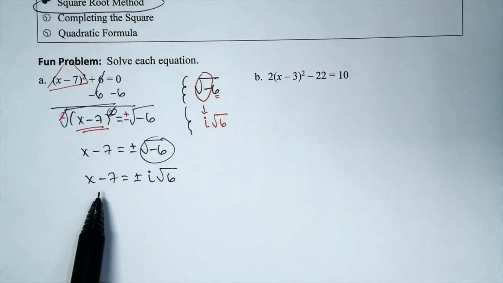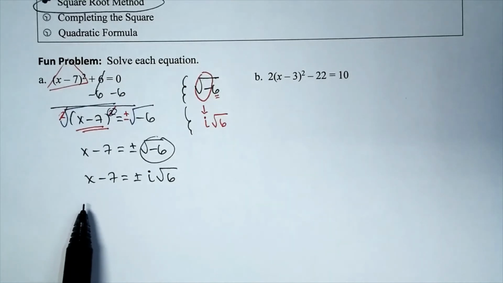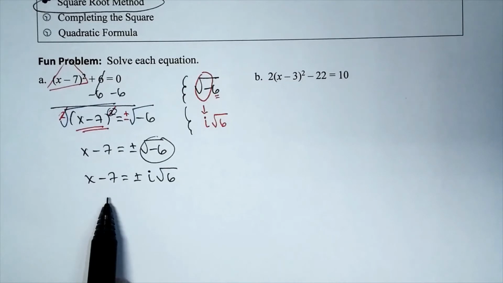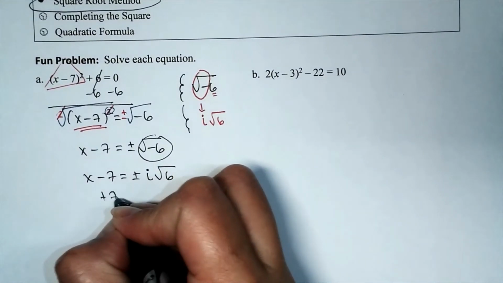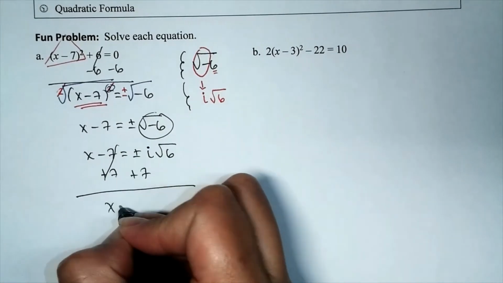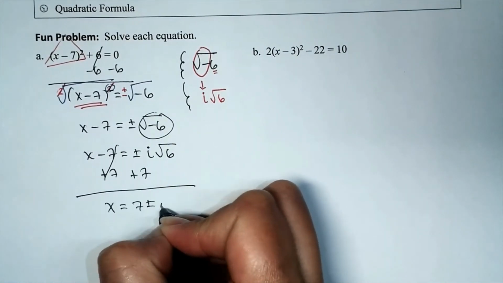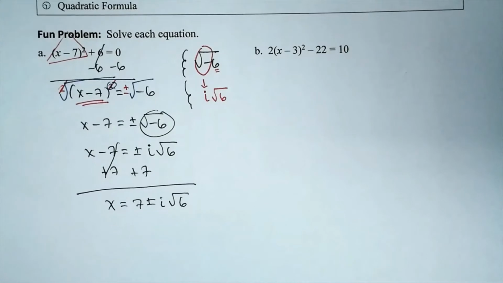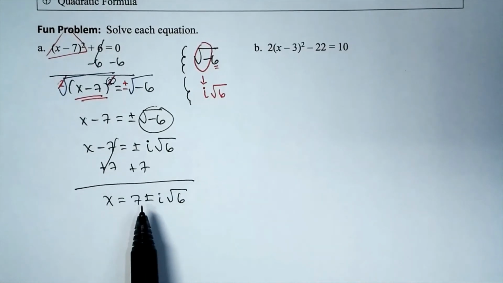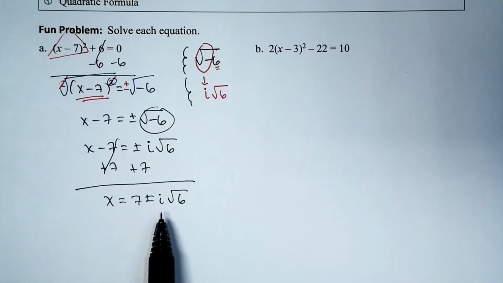Fantastic. Let's continue to work our magic to isolate the variable term. To undo the subtraction by 7, let's add it to both sides, and that will leave us with x equals 7 plus or minus i square root of 6. What I want to point out is this, we have a non-real solution. Why? Because we have an i in the mix.